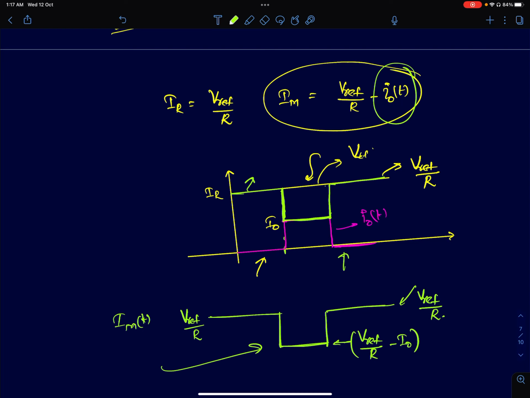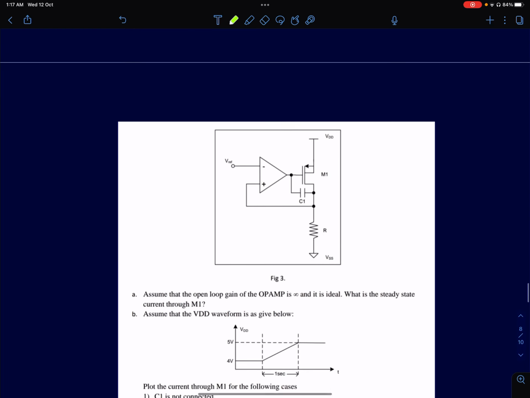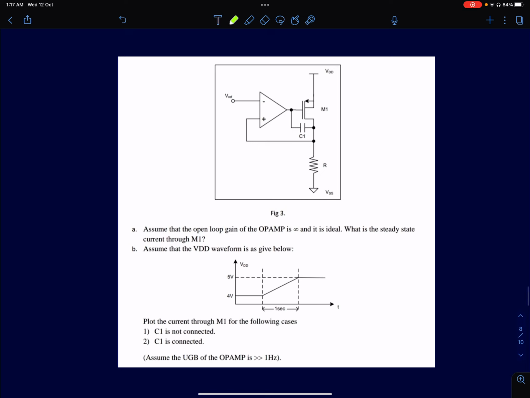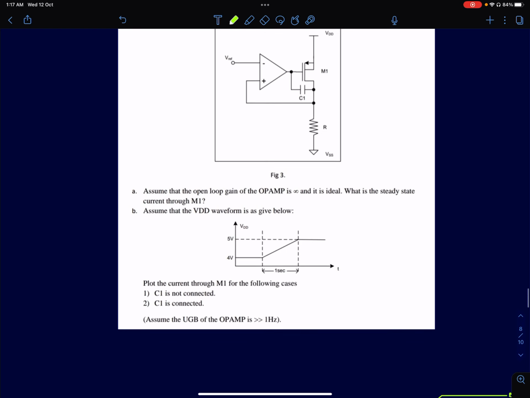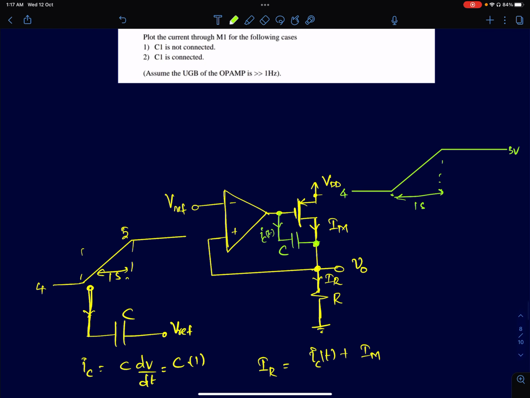Now, keeping this knowledge in mind, we will go back to the circuit and analyze it. We are supposed to analyze what happens when this capacitor C1 is connected in the circuit. We had already analyzed this circuit previously. If the capacitor C1 was not present, we saw that the gate voltage was tracking. The gate voltage was initially at some bias voltage called VGP. It was increasing to VGP plus 1 volt in a duration of 1 second.